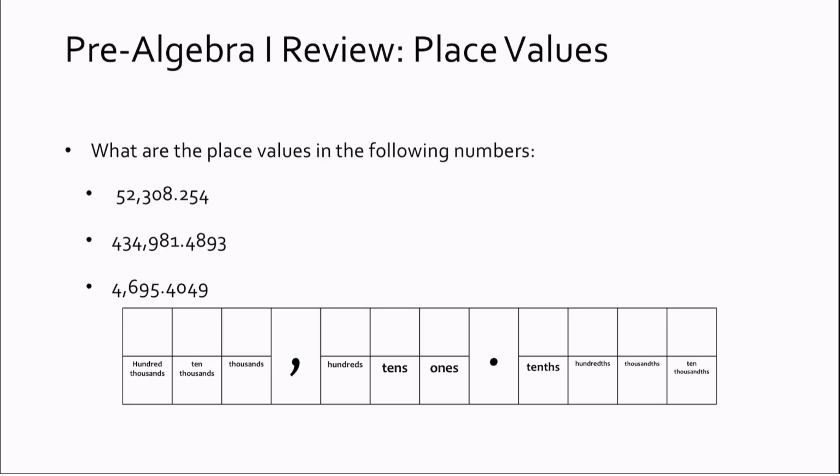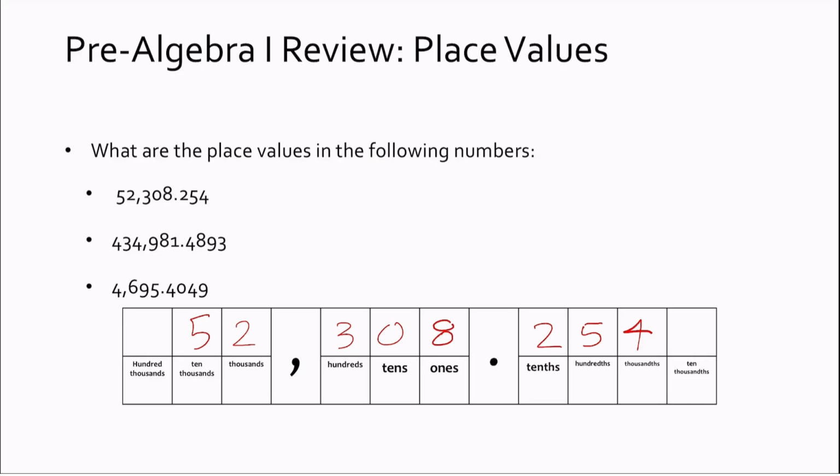Take a second and just think about what would be the place values for these following numbers. Okay, we're going to look at this first one together. So I have 52,308.254. And so in my 10,000s place, I have a 5. My thousands place, I have a 2. Hundreds, 3. Tens, 0. Ones, 8. Tenths, 2. Hundredths, 5. And thousandths, 4. And I can say this number as 52,308.254, or 52,308 and 254 thousandths.